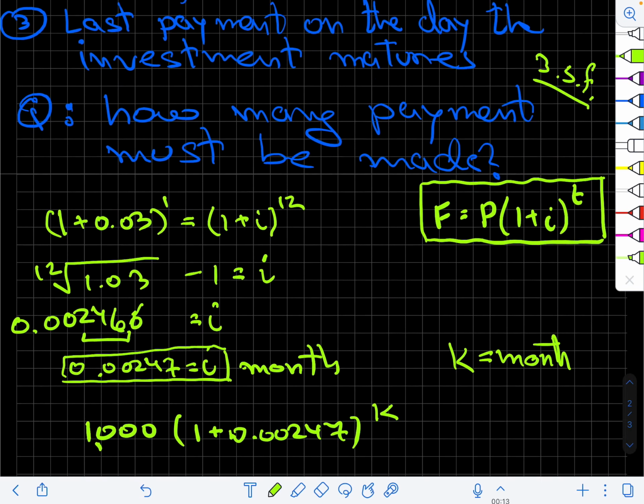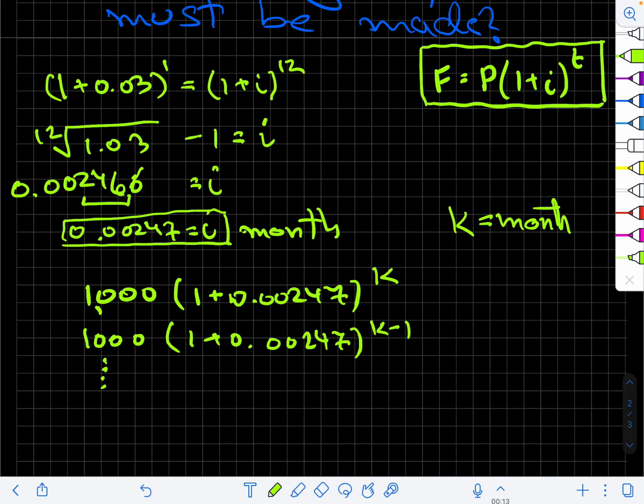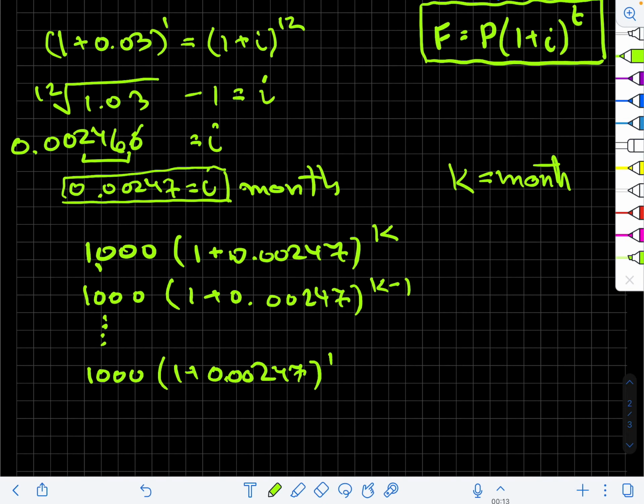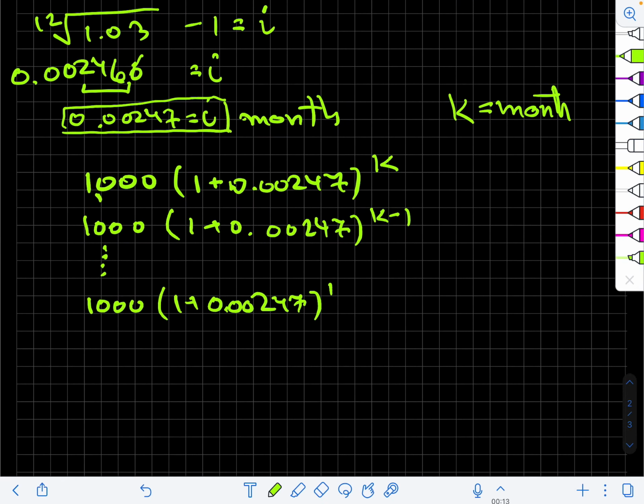Okay, for the second month, he's going to invest again €1,000, but this time he's not getting the first month because he didn't put the money in, so he's only going to get it for the second month onwards. So his time in the investment is just K minus 1 times, and so forth, until the last month before the last payment, he still gets interest. And then in the last month, the last payment is on the day when it matures. So that means he actually puts it into the investment and gets no interest for it. He just puts it in, and then he collects all his money and goes home.